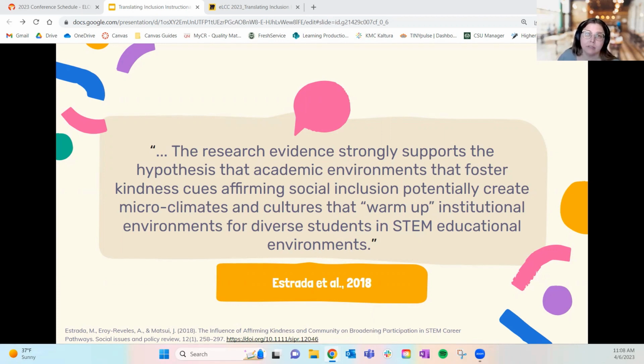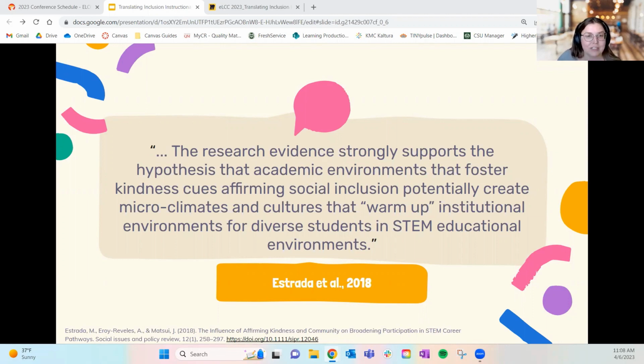Estrada looked at the inclusion strategy of kindness and microaffirmations. You've probably heard of microaggressions, which are the subtle ways of making people feel excluded, discriminating, and stereotyping. Microaffirmations, on the other side, are subtle ways of making people feel included and increasing senses of belonging. And what she found was paramount. So I want to read this quote for you.